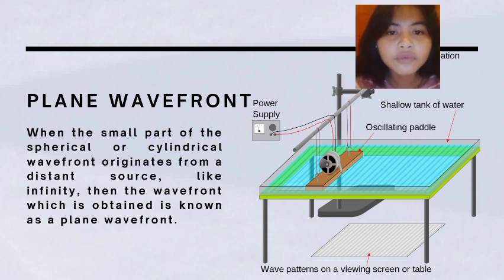So plane wavefront is defined as when a small part of the spherical or cylindrical wavefront originates from a distant source like infinity, then the wavefront which is obtained is known as a plane wavefront. So we should always remember that the source of light or the source of the wave in a plane wavefront is distant from the medium.